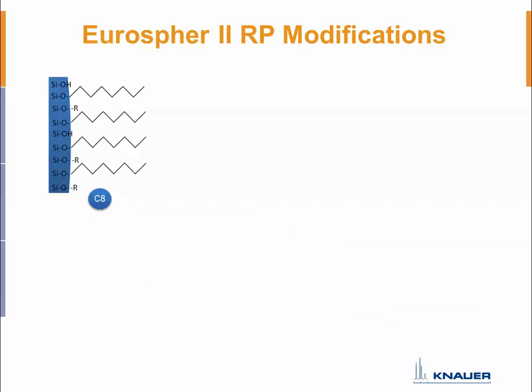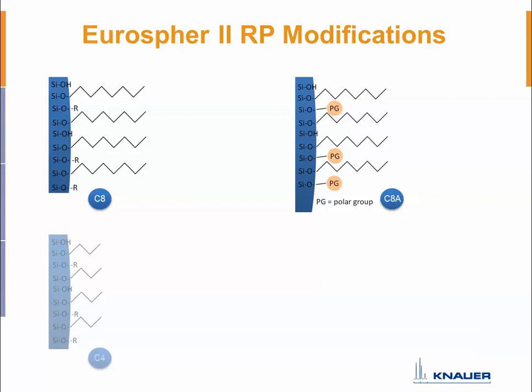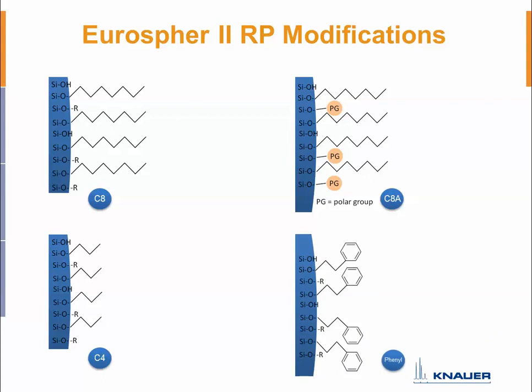There are also different reversed phase columns, as you might know, not only C18 phases, there are also C8 phases. The chains are just shorter, not 18 C atoms in a row, but 8. There are also C8A phases, which is the same as a C18A, but with the C8 chains. There are C4 columns, so again a shorter chain, and there are phenyl columns, something really special with these groups at the end.